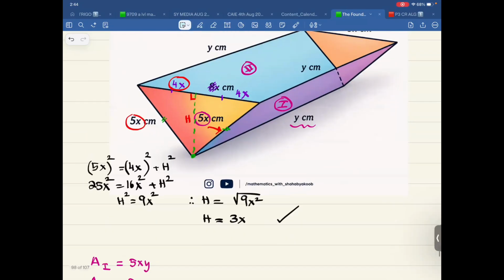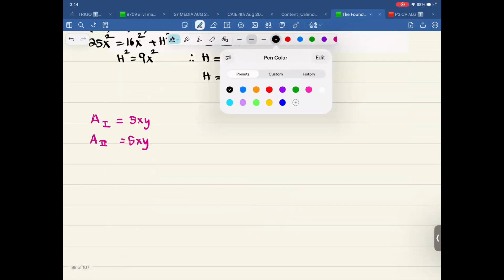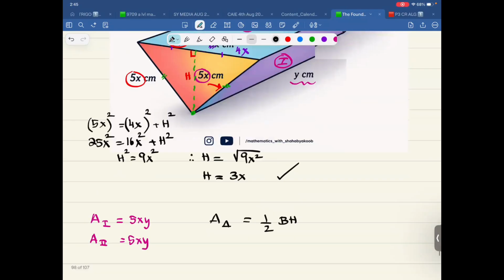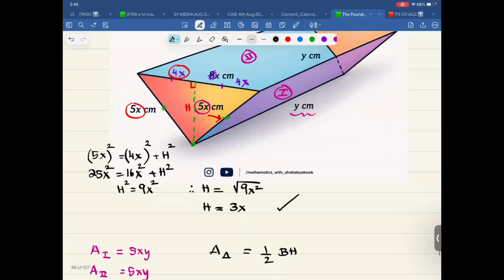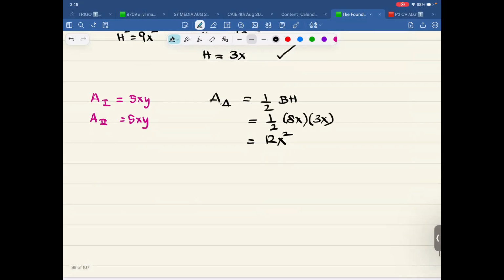So now what do I need? I need the area of the triangle. The area of the triangle is half into base into height. Base is 4x plus 4x, that is 8x, height is 3x. So that is half into 8x into 3x, that is 12x square. All good? Therefore, this is the front triangle, and this is the triangle at the back.